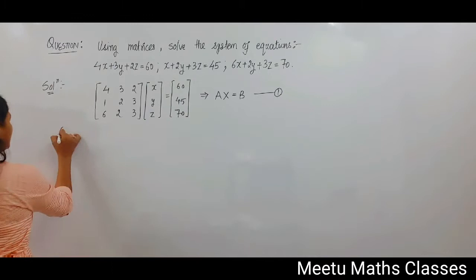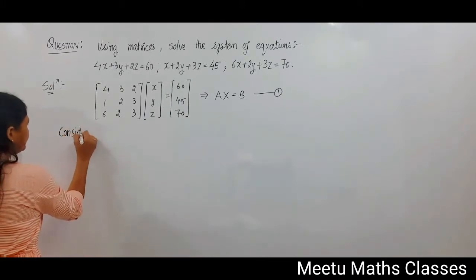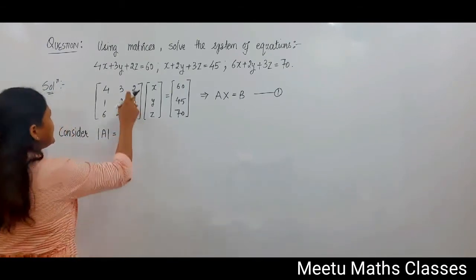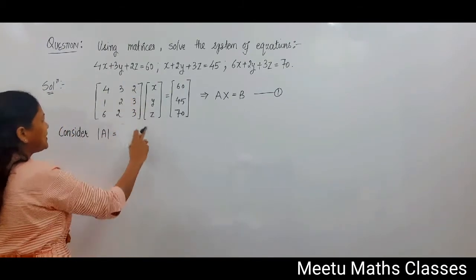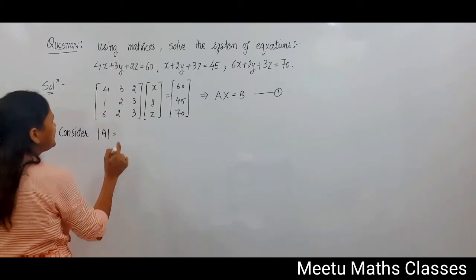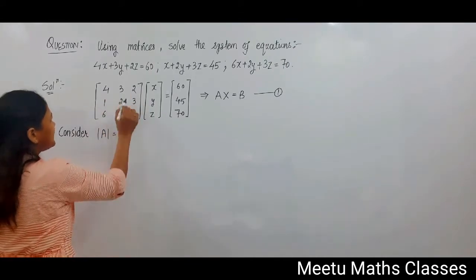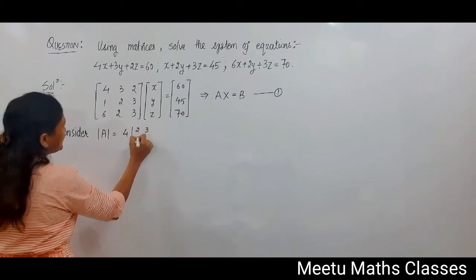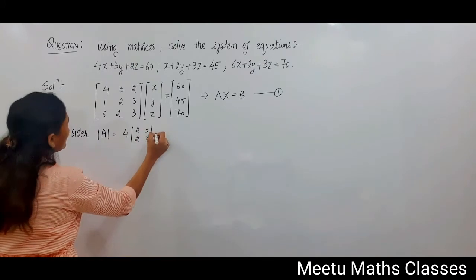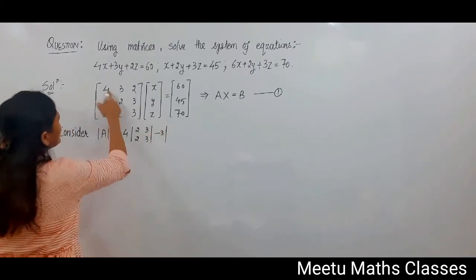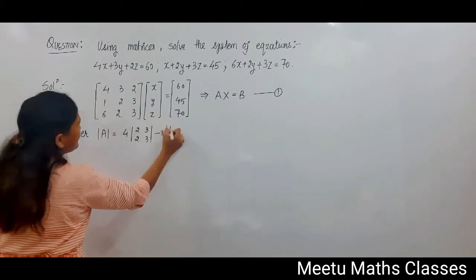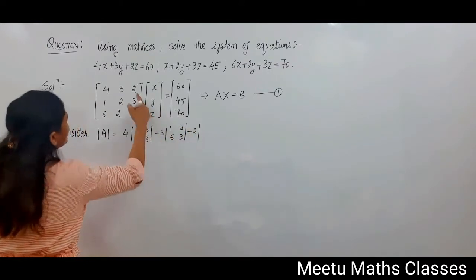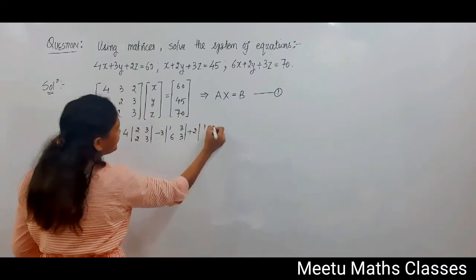So, consider determinant A. This is the matrix. If you find its determinant, you can expand your determinant along the first row. Then 4 is going to be multiplied by the minor 2, 3, 2, 3. Then minus 3 is going to be multiplied by 1, 3, 6, 3. Plus 2 is going to be multiplied by 1, 2, 6, 2.